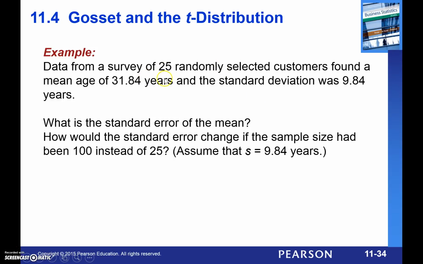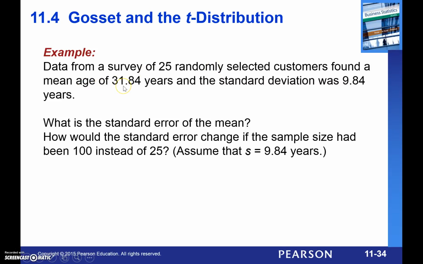We're taking data from a survey of 25 randomly selected customers. Whenever you see a small sample, and this is a pretty small sample, 25, think differently. For the normal curve, we looked at samples more like 100 or 300 or 1,000. So whenever you see small samples like this, immediately start to think, I might want to use the t-distribution instead of the normal curve. So n of 25 is pretty small.